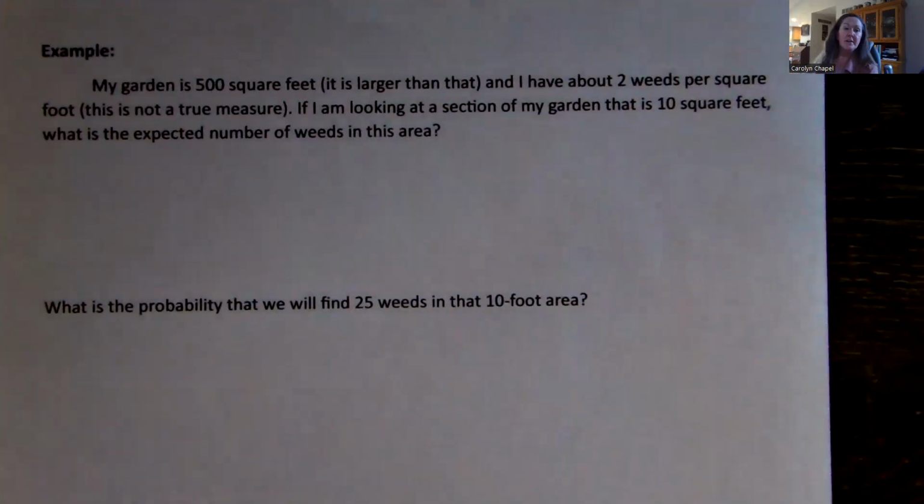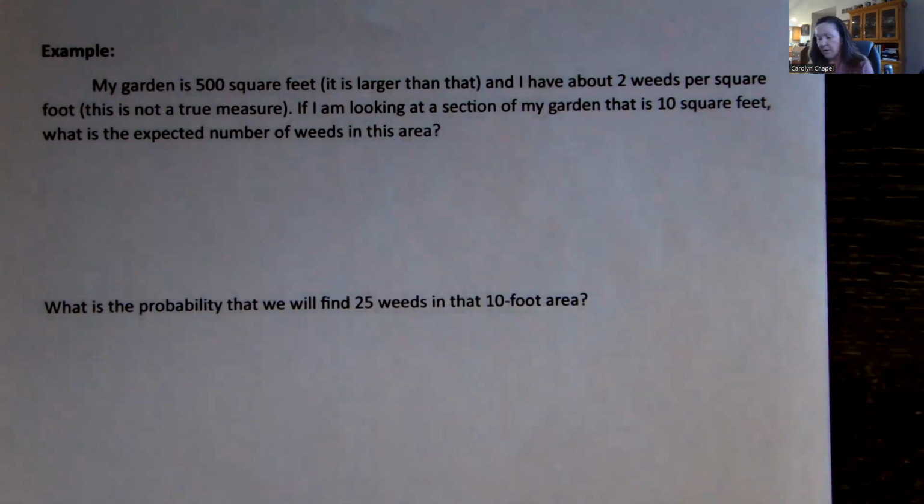We have my garden. It happens to be about 500 square feet. I think it is actually a little bit larger than that if you combine all of my gardens together. And let's suppose, for the sake of this example, that I have 2 weeds per square foot. There are some spots that are a little bit weedier than others, but for this problem, we'll just say there's 2 weeds per square foot.